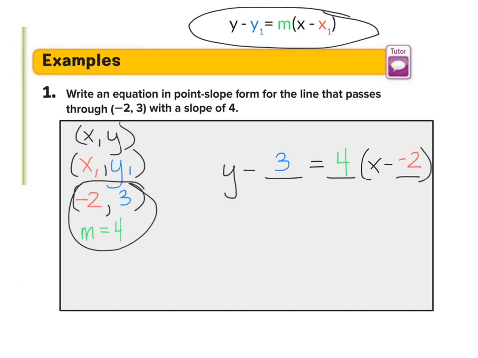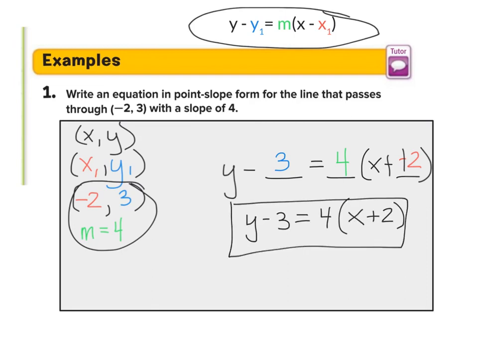So I wrote the equation in point-slope form, and now I have to simplify it. So it'll be y minus 3 equals 4 times the sum of x plus 2. And we get plus because we had to chop the negatives. So when I chop negatives, that's actually when I subtract a negative, it's actually like adding a positive. So that's how we got x plus 2 there. All right, so now I'm going to box it in, and that's the point-slope form for this equation.